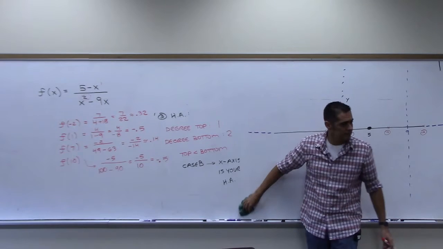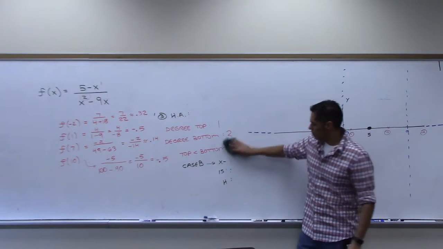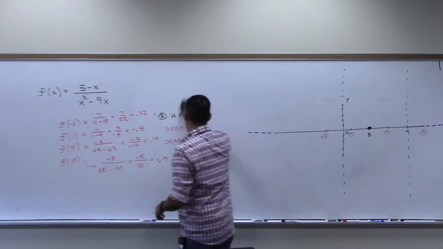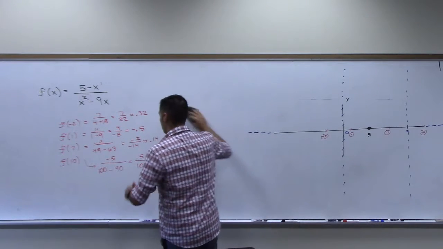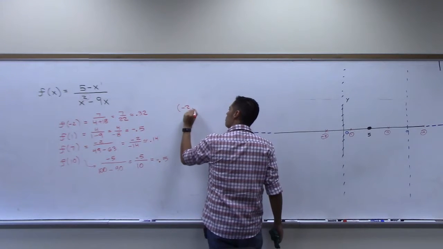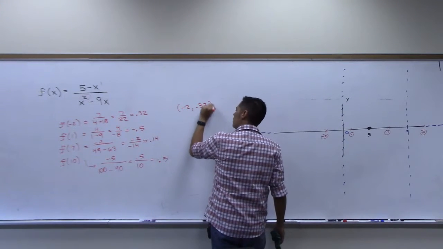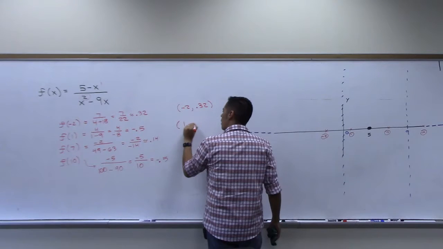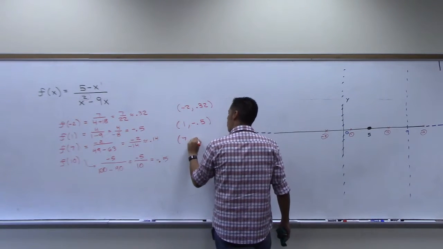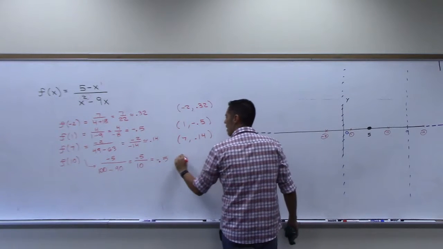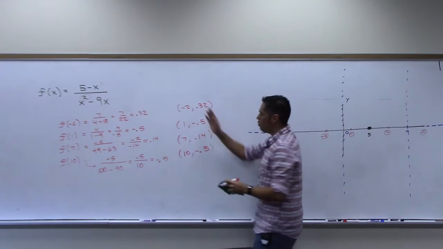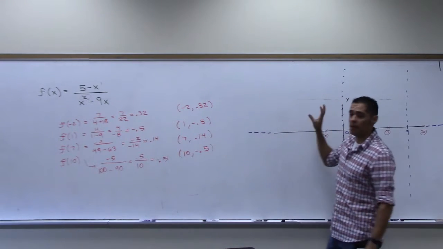Y'all all right with that? Okay, so now I'm going to plot those points, but I'm going to just remind you that these are points. The first point that I have is the point (-2, 0.32). The next point I have is (1, -0.5). The next point I have is (7, 0.14). And then the last one I have is (10, -0.5). X coordinate, Y coordinate, X coordinate, Y coordinate. I'm going to plot these.